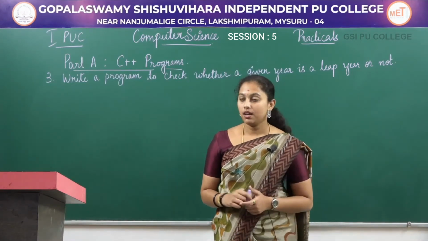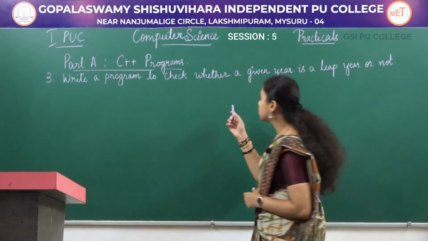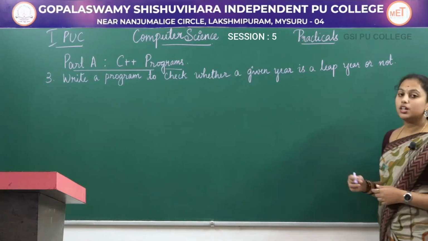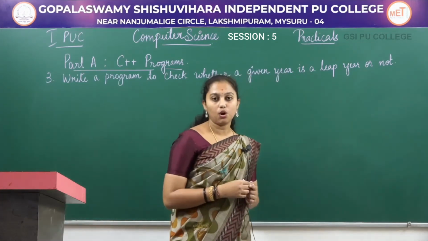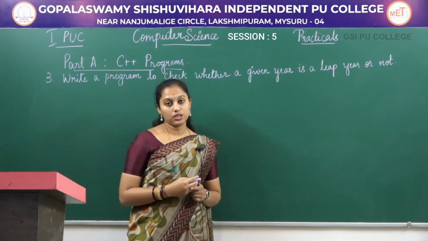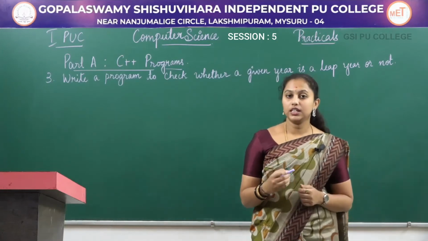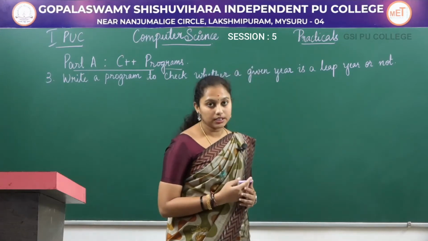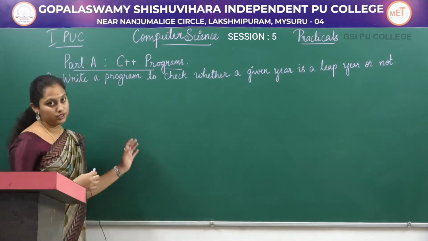Today I am going to explain a C++ program. The program is: write a program to check whether a given year is a leap year or not. So how do we find whether a given year is a leap year or not? If the given year is divided by 4 and you get any remainder, then it is not a leap year. If you don't get any remainder, then it is a leap year. So let's write a program for this.